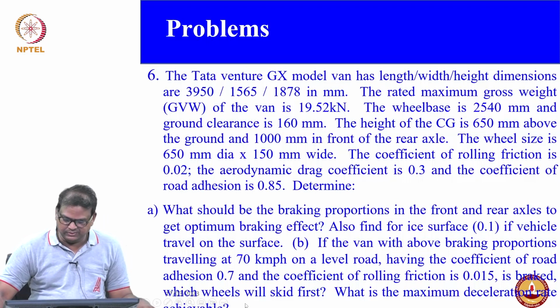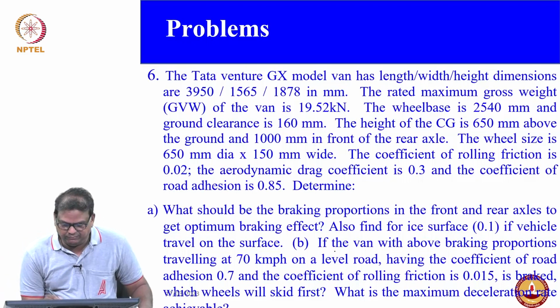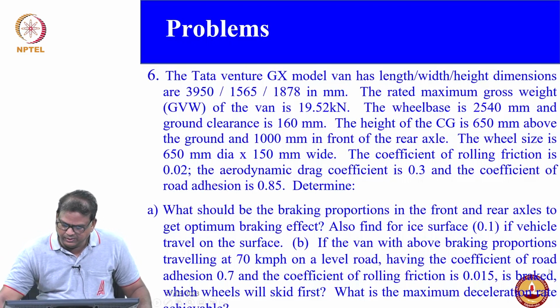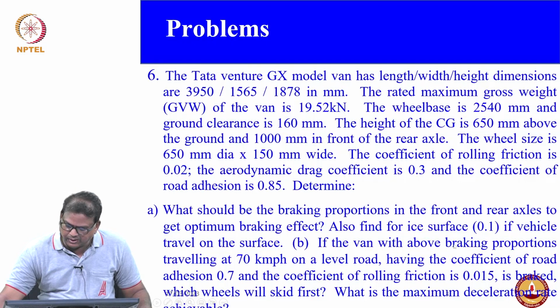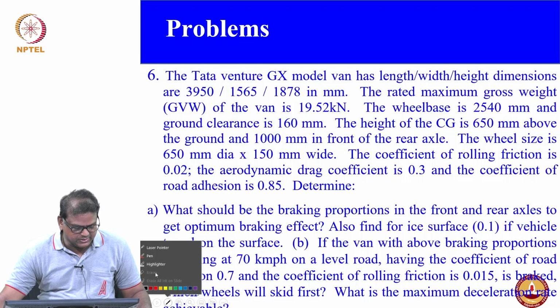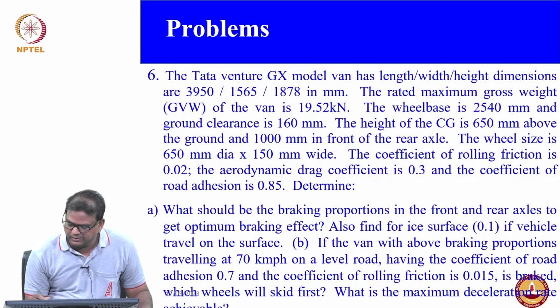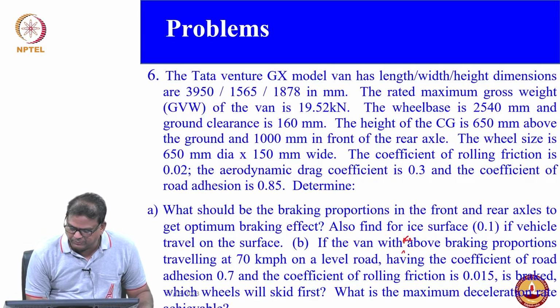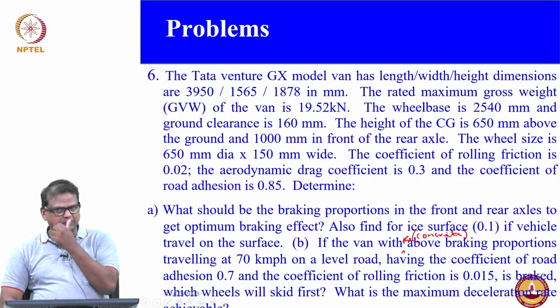This is the question. Maybe I should give some more clarity. If the van is braking, the above braking is what is clearly given, right? Above braking means we are talking about the concrete surface, not the icy one. It is talking about the concrete surface.